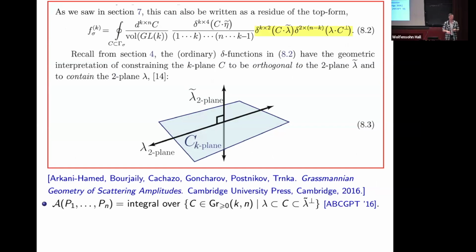Is a single origami pattern then the image of some particular 2n minus 4 dimensional cell in the positive Grassmannian? Yeah, it doesn't have to be 2n minus 4, just any positroid cell. Yes.